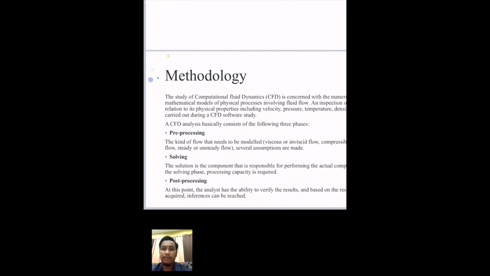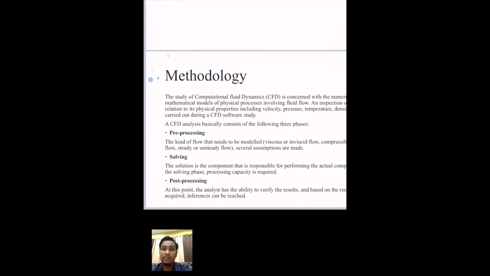Firstly, the pre-processing. This phase defines the kind of flow that needs to be modeled. You need to know whether it is viscous or inviscid flow, compressible or incompressible flow, and steady or unsteady flow. Several assumptions are made. Okay, the second phase is the solving. The solver is the component responsible for performing the actual computation, and during the solving phase, processing capacity is required. Lastly is the post-processing.